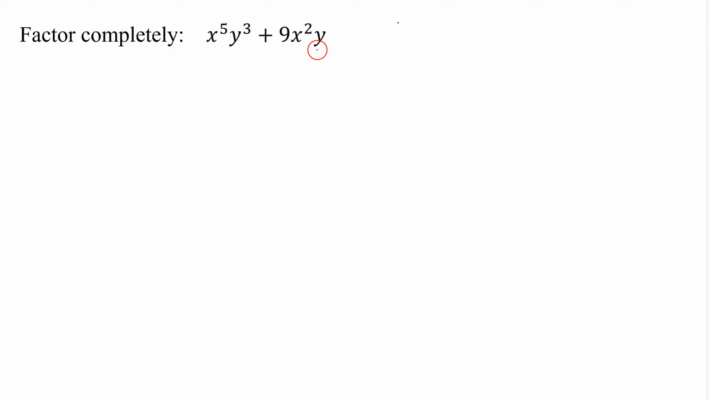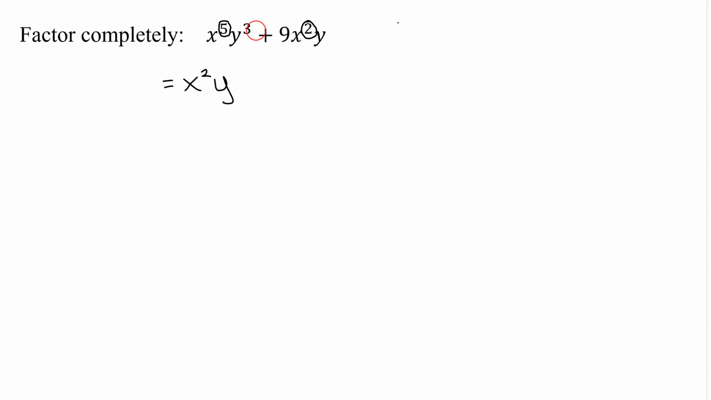Yes, both terms have x's and y's, so I can definitely pull out x raised to some power. How do you decide on what power of the x? You look at the exponents on the x's. I have x to the fifth and x squared, and you factor out the smaller exponent on that variable. So I'm going to factor out an x squared.